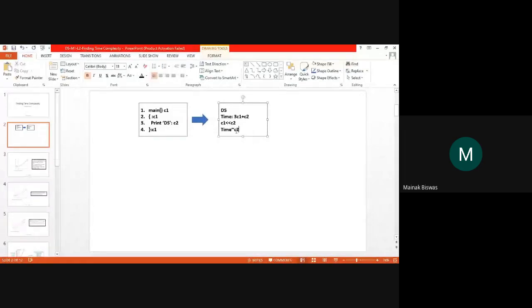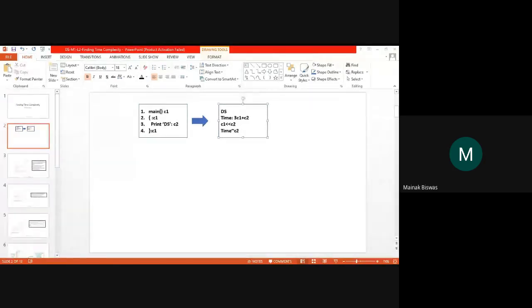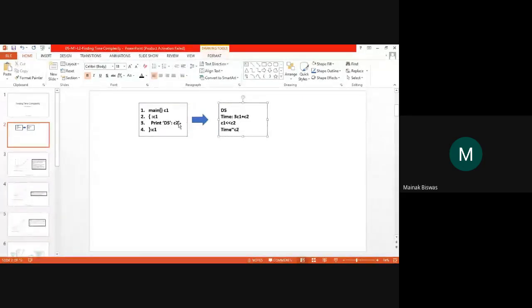So basically the time it takes is equal to C2 only. Now you understand. We have identified the statement which takes the maximum time, and it is the primary or basic statement. I think we have now understood this.